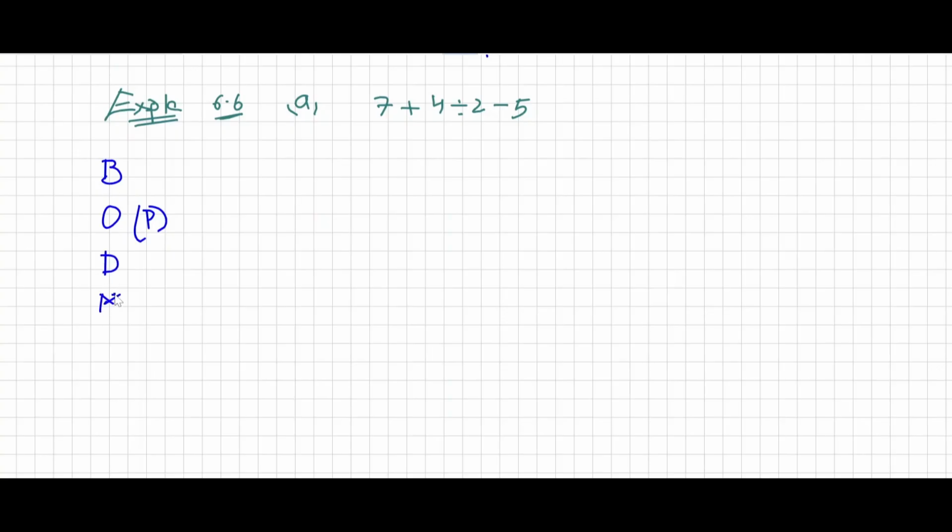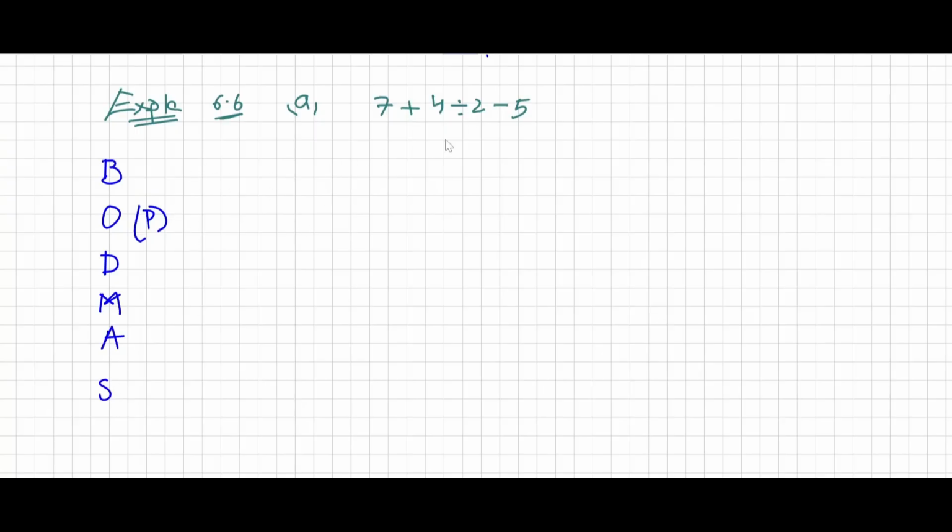Let's do another example. It's from the book, it's not from me. 6.6 part E: 7 plus 4 divided by 2 minus 5. You should remember B for brackets, O for order. Order means it's like a power. So B, O, D for the division, M for the multiplication, A for the addition, and S for the subtraction.